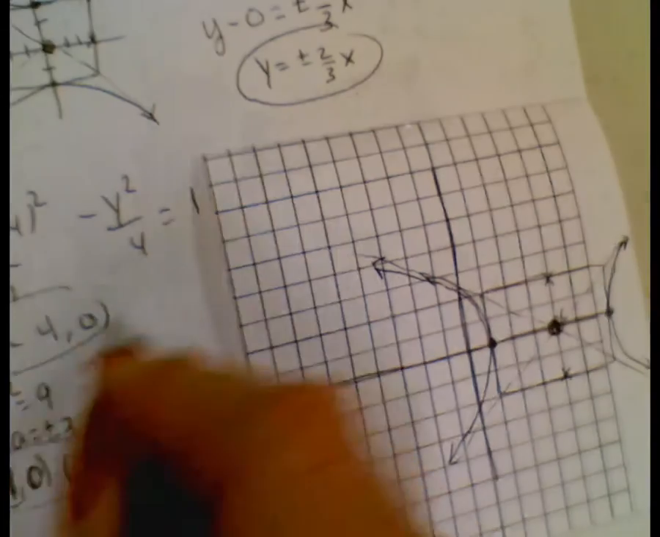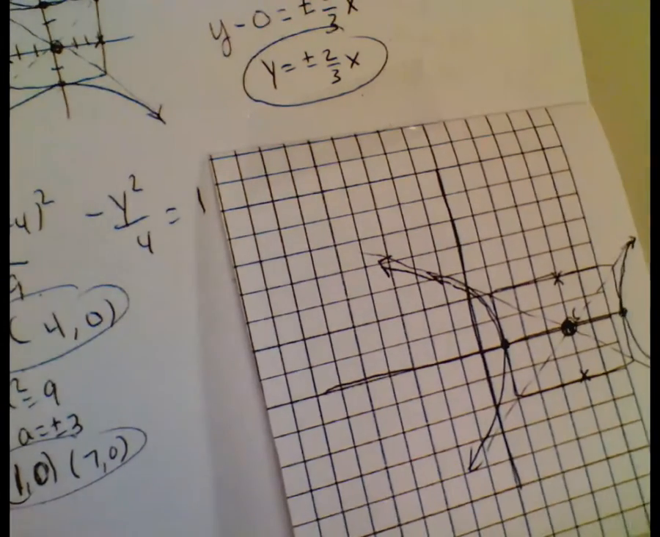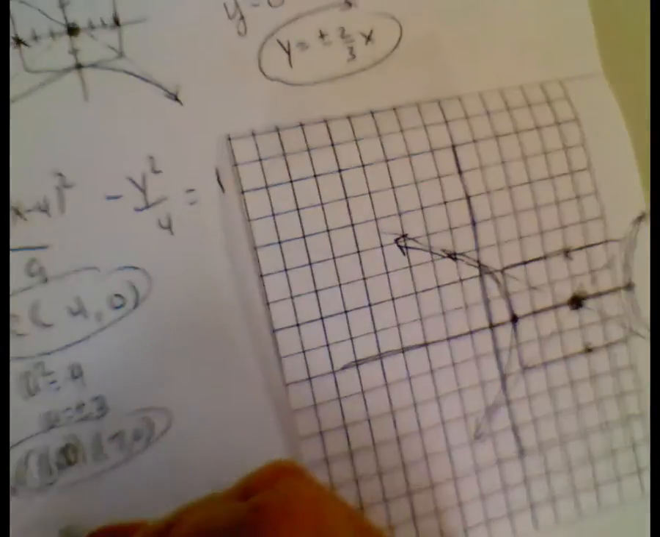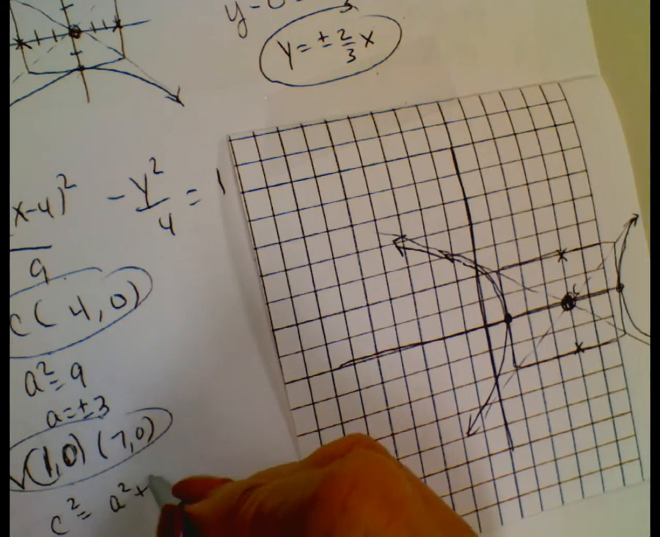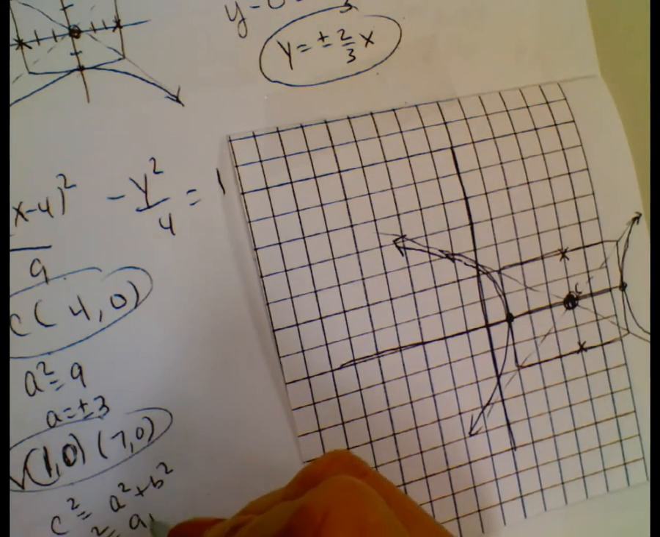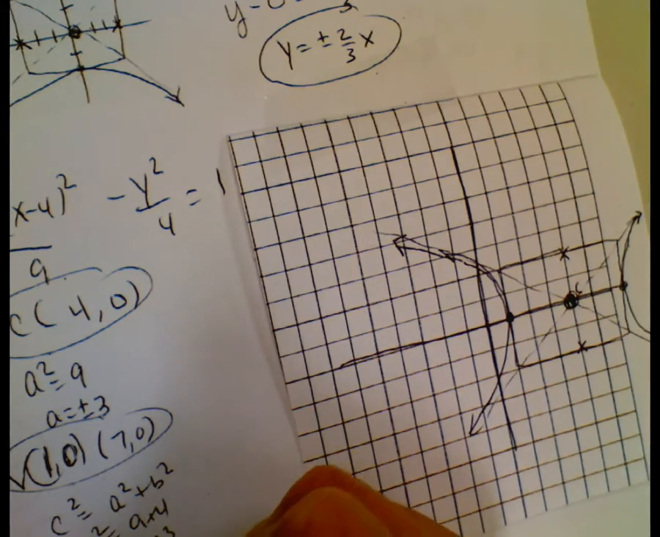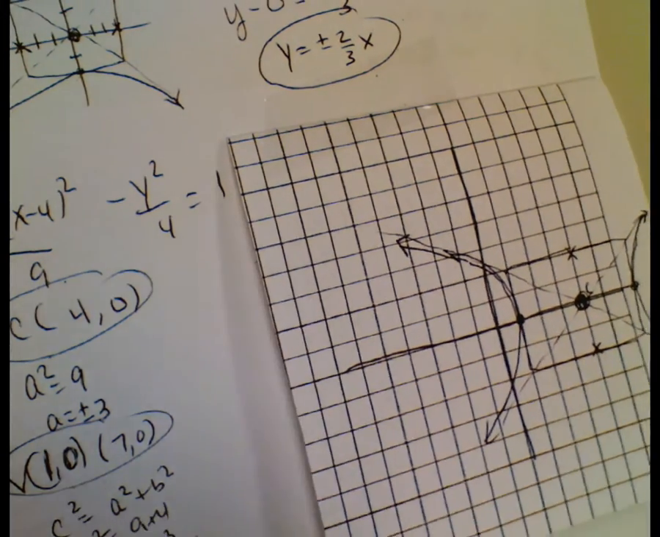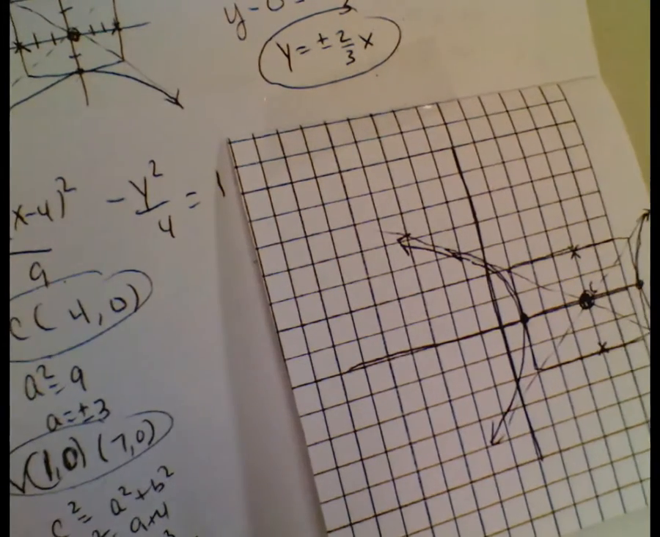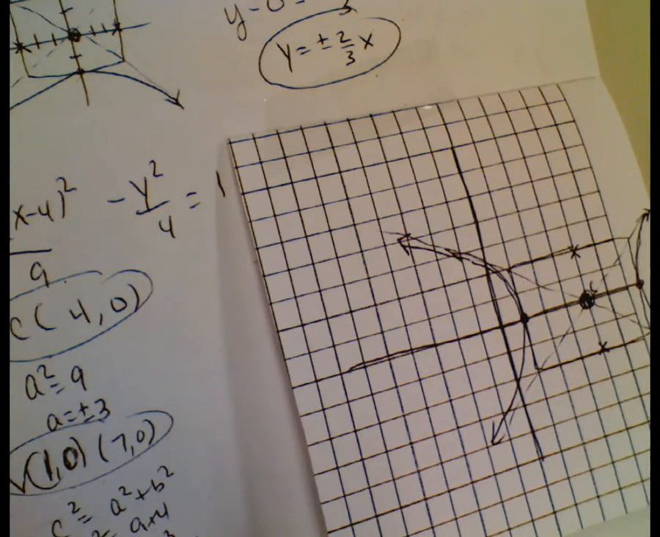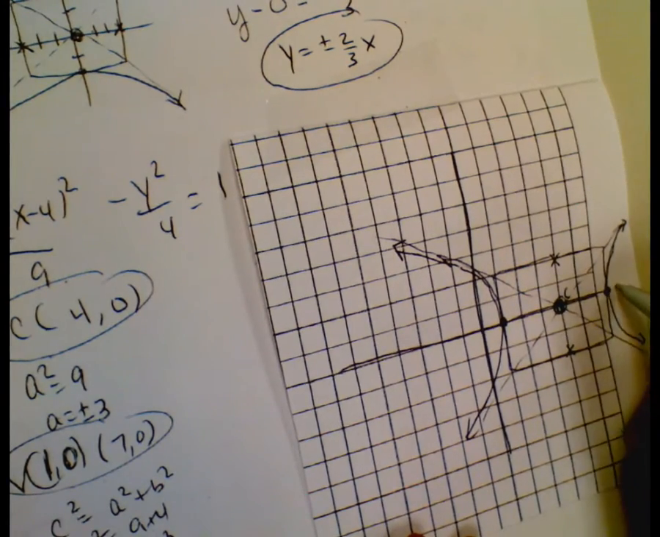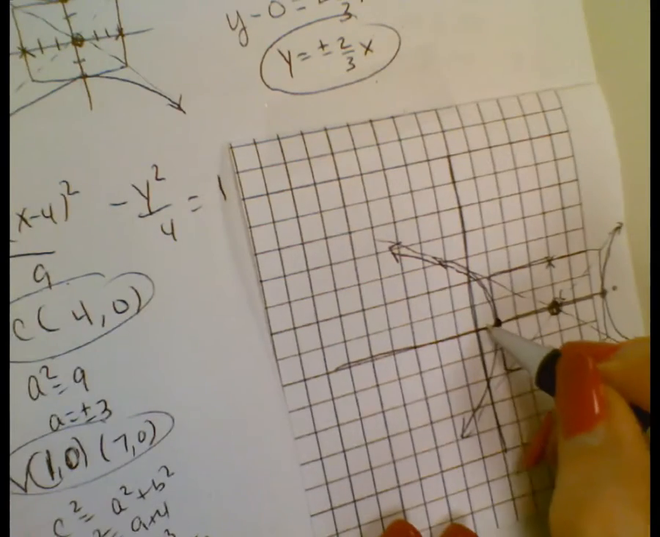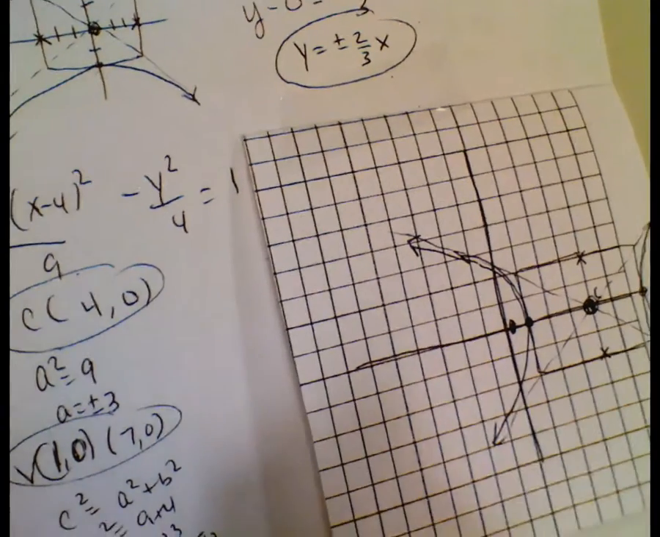Vertices. Center. And the last thing you need on a hyperbola is the foci. Well, actually you need asymptotes. I think I need to do the foci on the last one too. C squared equals a squared plus b squared. C squared equals 9 plus 4. C squared equals 13. C is plus or minus radical 13. So square root of 9 is 3, square root of 16 is 4, so it's probably like 3.6-ish. So we're going to go 1, 2, 3.6-ish. Okay. And asymptote, oh, we can write that.